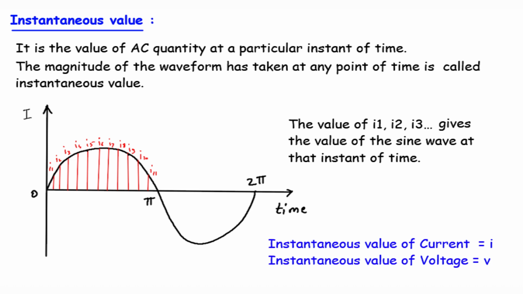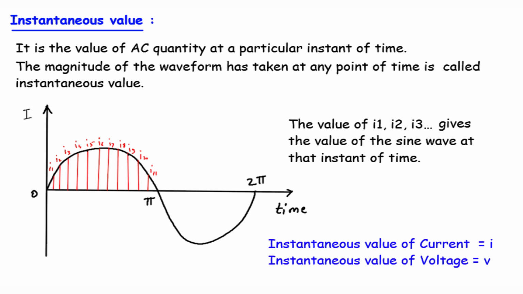To keep our work neat and consistent, engineers and scientists use a standard notation. The instantaneous value of current is always represented by a lowercase i. And the instantaneous value of voltage is represented by a lowercase v. When you see these lowercase letters in electrical formulas, it's a signal that you're dealing with a value that changes with time, not a fixed or average value.